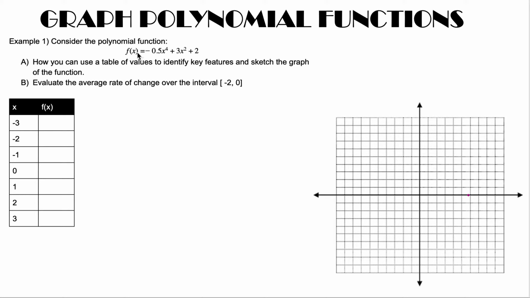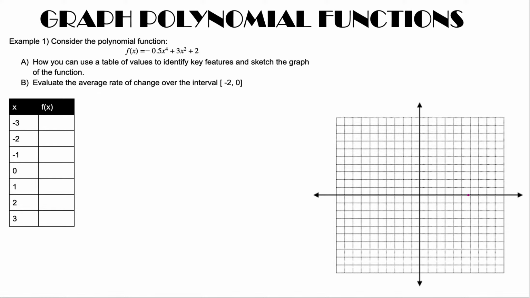Let's say we have the polynomial function f(x) = -0.5x^4 + 3x^2 + 2. How can you use a table of values to identify key features and sketch the graph of the function? Then evaluate the average rate of change over the interval from -2 to 0.